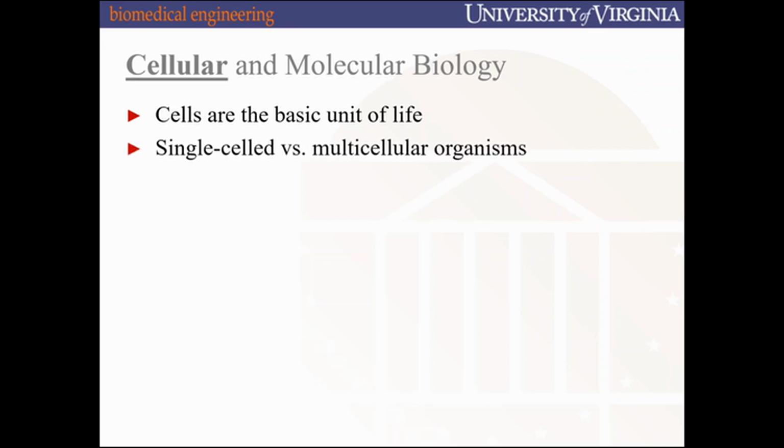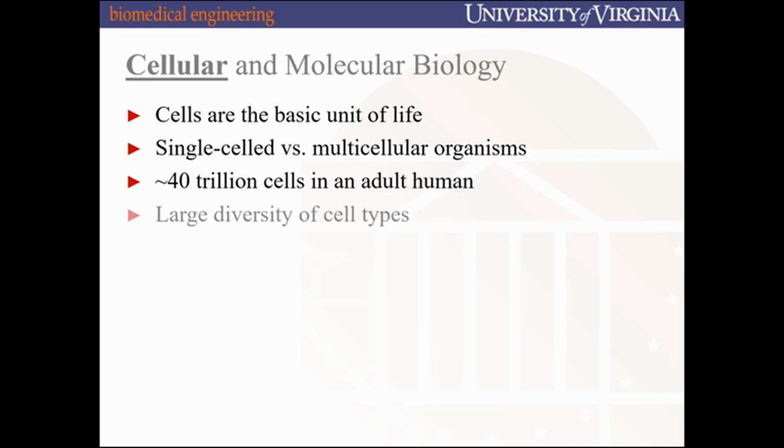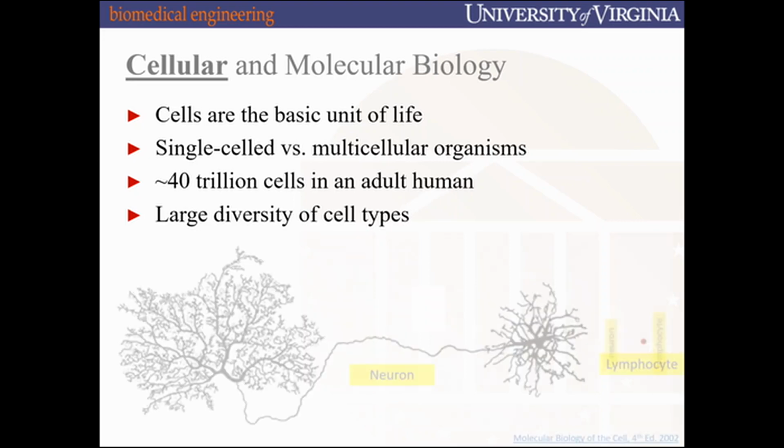There's a large number of single-celled organisms, like bacteria, for example, but in this class, we're going to focus mostly on multicellular organisms, such as ourselves. The human body is made up of around 40 trillion different cells, and it's this great diversity of cell types in our body that gives us the ability to do everything that's important for our survival, such as eat, breathe, adapt to our environment, and reproduce, just to name a few.